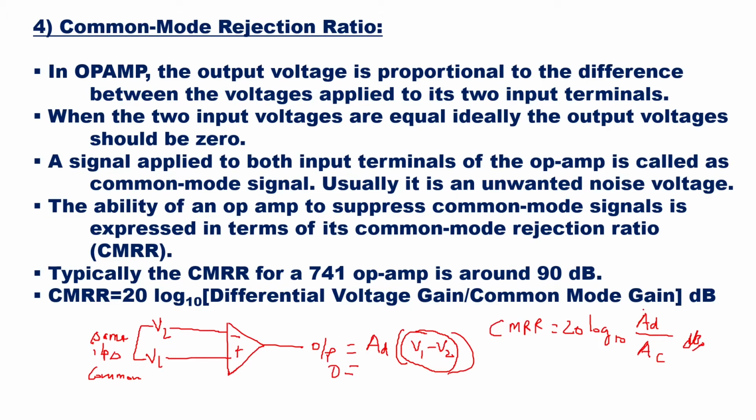So it is a log to the base 10 ratio of AD upon AC, that is, differential voltage gain upon common mode voltage gain. So 20 log to the base 10 of AD upon AC will be your CMRR. This is how you calculate the CMRR value.